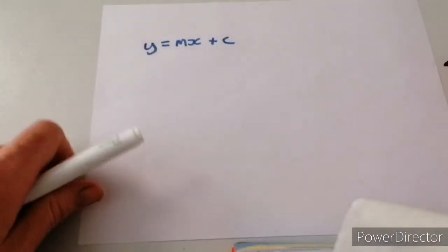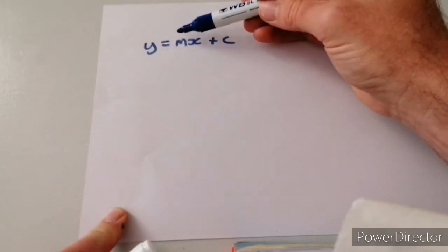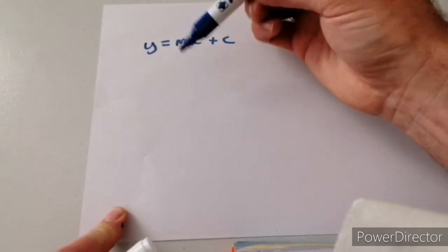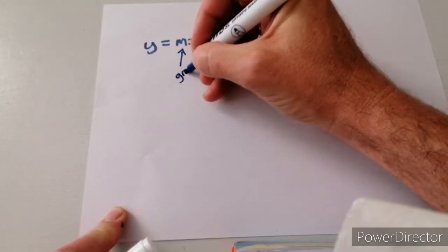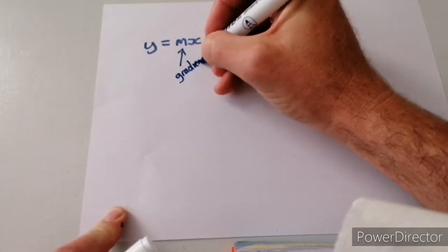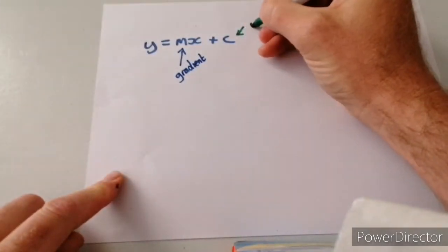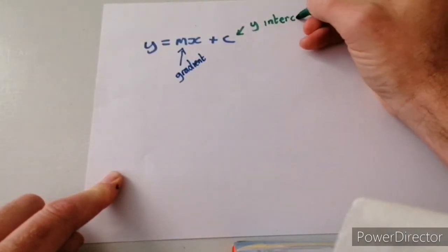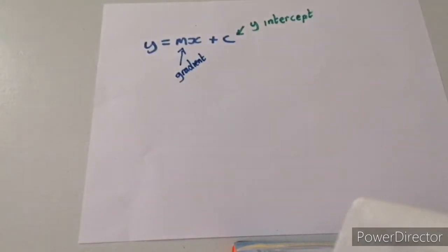So our equations of straight lines that we've been doing all the way through this have always been in the format of y equals and then something x plus a number on its own. And we know that the number next to the x is our gradient. And we know that the number on its own over here is the y-intercept. That's where it crosses the y-axis. It's where we put our first dot when we're drawing the graph.